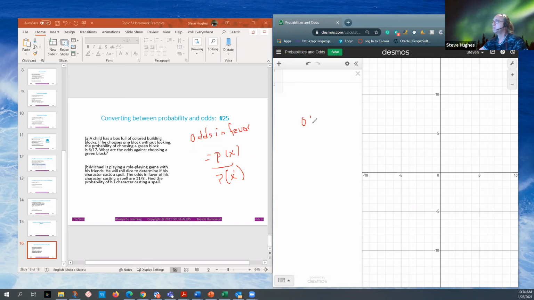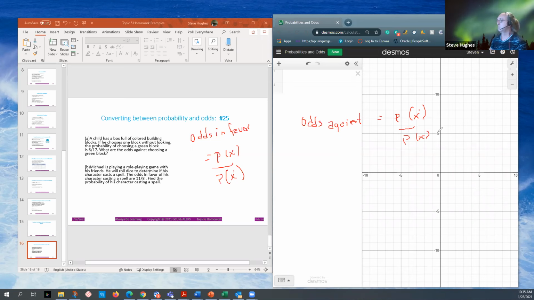So what are odds against? Odds against are equal to the complement, P of not X, divided by P of X. You can also put the line over top of it as well. Either way is fine, just so long as you know it's not X, the complement.